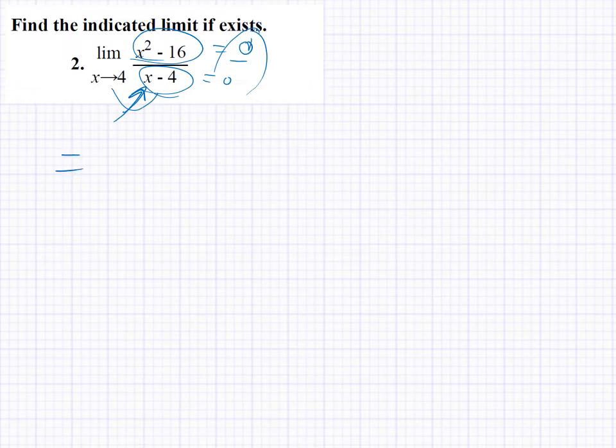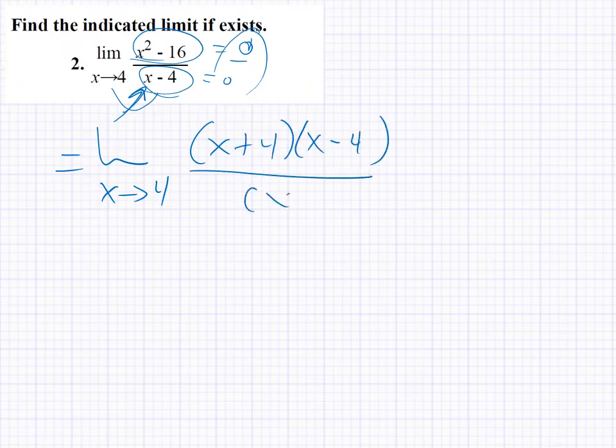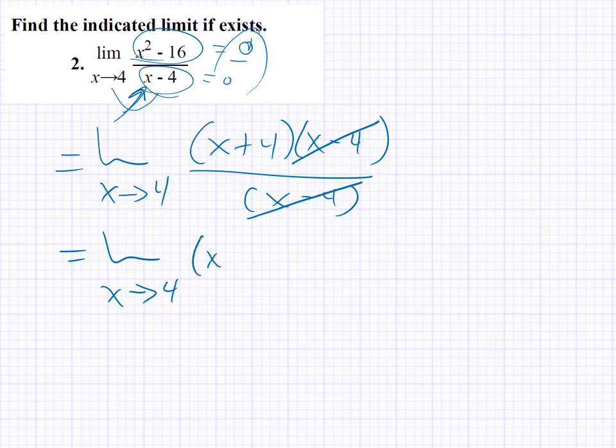What we're going to do here is look at the function itself. And I know that I can factor the numerator as x plus 4, x minus 4. The denominator being x minus 4. I could cancel these x minus 4s, simply giving me the limit as x approaches 4 of x plus 4. Now I got to the point where I can plug 4 in, in which case I'm going to get 8, and there's my limit.